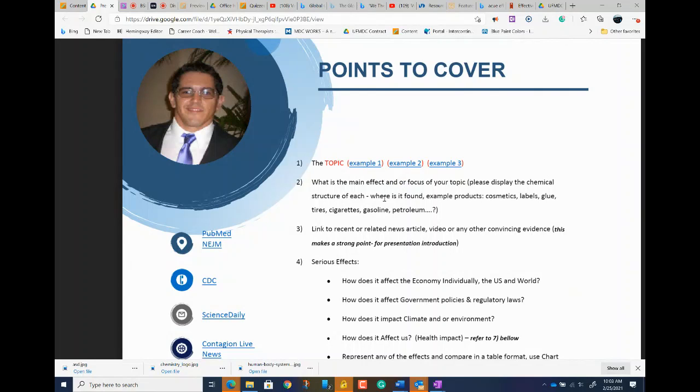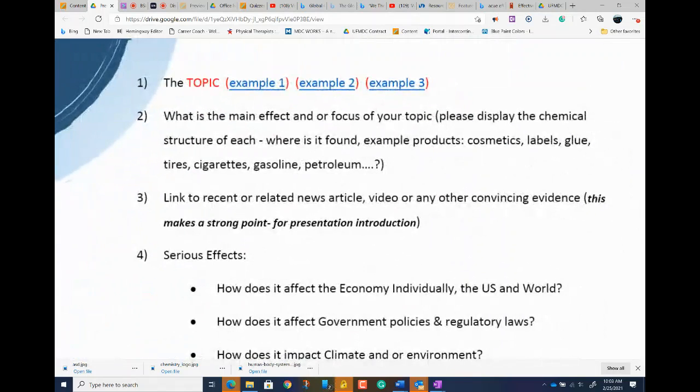Every single one. But then the question is going to have more expanding of what to think, how you answer that question. Okay. So I'm going to direct you how to answer the question. For example, for this section, right, it says, what is the main effect and or focus of your topic, right? So you're going to explain that one, but then also tells you, please display chemical structure of each. So if you're talking about a medication, if you're talking about a cosmetic, a label, or something that has a label or a structure or chemical structure, just display the structure. Really simple. You don't have to go into details.